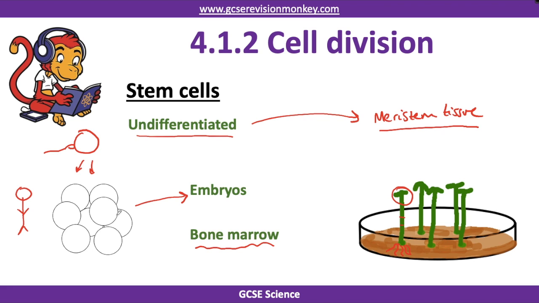Stem cells are really interesting for scientists because they are undifferentiated. Scientists are trying to use them to produce lots of different types of cells that can treat certain disorders. For example, they're looking into them for paralysis.